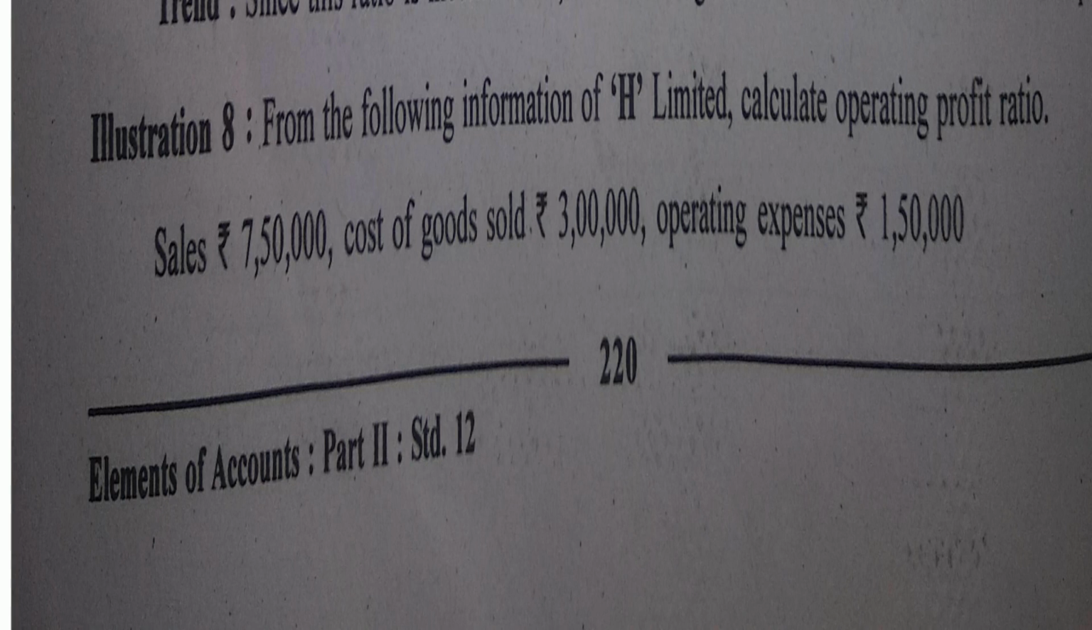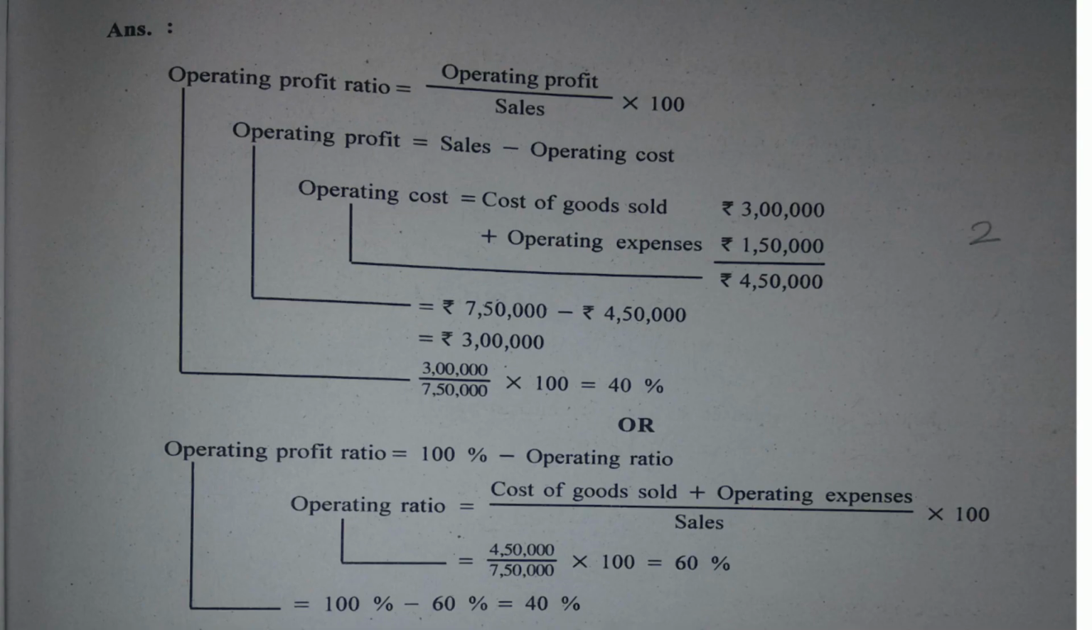Yes? So on the very next page, on page number 221, the solution to this illustration is given. You might be having 100 questions in your mind, that ma'am, nothing related to operating profit ratio is given in the question except for sales. Then how do we obtain operating profit ratio?